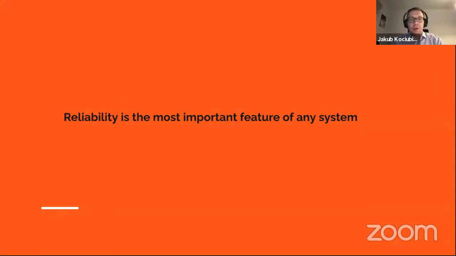So going a bit more into reliability being the most important feature of your system. First of all, we need to acknowledge that trying to reach 100% reliability is not a good goal for most systems. There are notable exceptions if we look at, for example, pacemakers, or those kinds of products that really need to be 100% reliable. But all of the other stuff really doesn't.